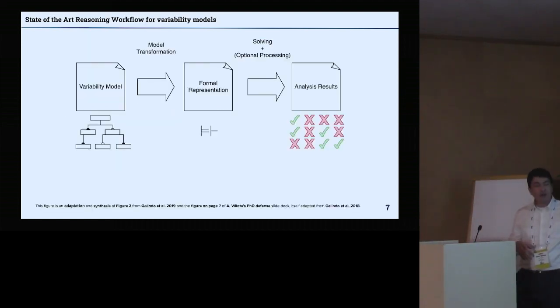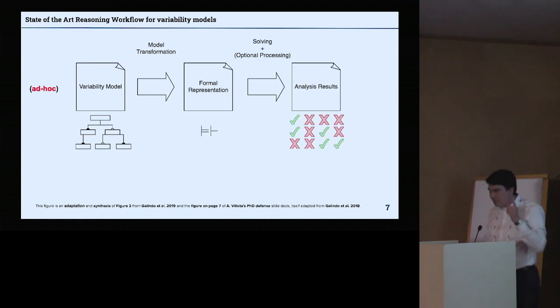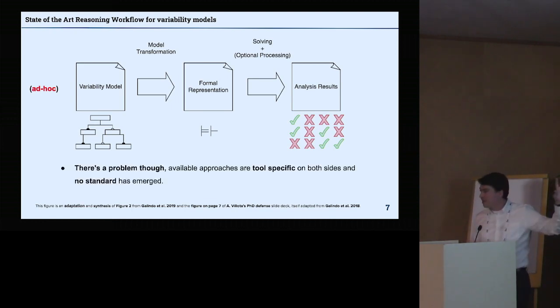It's been like this for a while now, but it always follows the same idea. You have a variability model in some variability modeling language, which you transform into some formal representation, normally the input for a constraint solver, and from that you do some analysis and you get the results you want. Are there solutions? Is the model void? Are there no solutions? And so on. You will notice that this is quite ad hoc because you're always tied down to a single language and a single solver. You're always doing this to transform something for your needs. But this means it's tool specific. And there are no standards. Nobody agrees on how to do this. This is the state of affairs today.